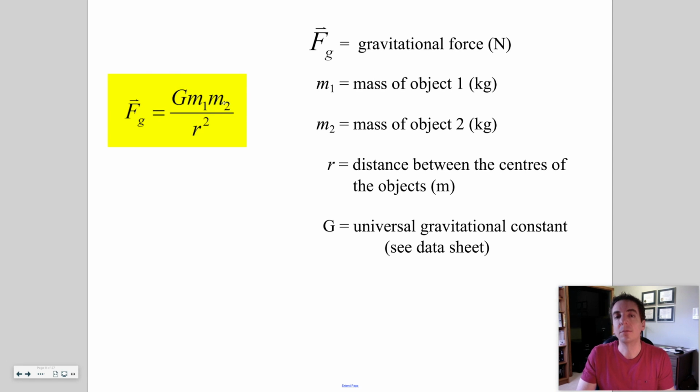So again, in order to determine G, you need to know everything else in that formula. The two masses, easily known, you can measure those. Distance between them, easily known, you can measure that. And we're going to say that the gravitational force is related to the amount of twist on the wire. More twist, more force.